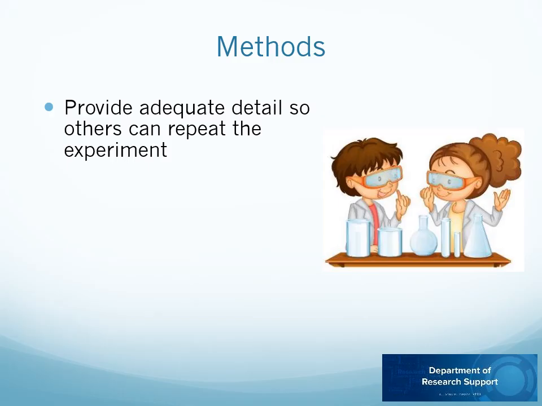Because the primary purpose of the methods section in a journal article is to document what you did, other researchers should be able to read your methods and then exactly repeat your study. Research should be reproducible. So what kind of information should be provided in this section?